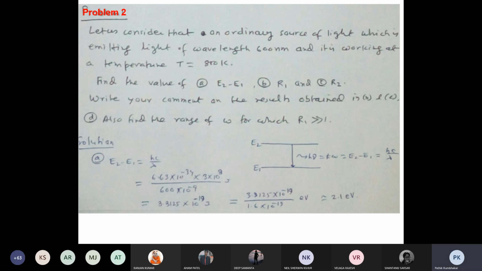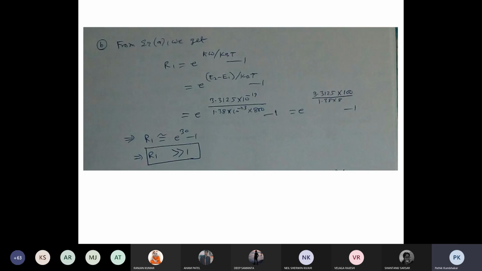Now calculate R1, that is the rate of spontaneous emission by the rate of stimulated emission, that is e to the power h cross omega by KT minus 1. So e to the power E2 minus E1 by KT minus 1. E2 minus E1 we have already calculated as 3.3125 times 10 to the power minus 19 joule, and K is the Boltzmann constant, 1.38 times 10 to the power minus 23 joule per Kelvin. Please remember these quantities because these will not be provided in the examinations. And T is the temperature in Kelvin, that is 800.